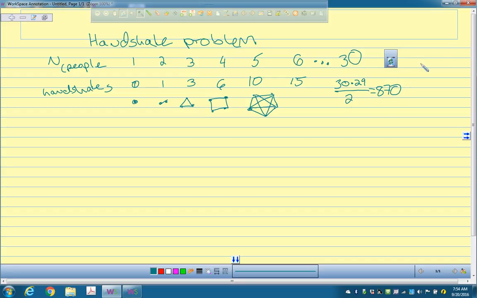So we figured out that the formula for n people is going to be n times n minus 1 divided by 2, right? So if you had 100 people, 100 times 99 divided by 2. Don't forget that formula, because it's going to come up a lot, okay?